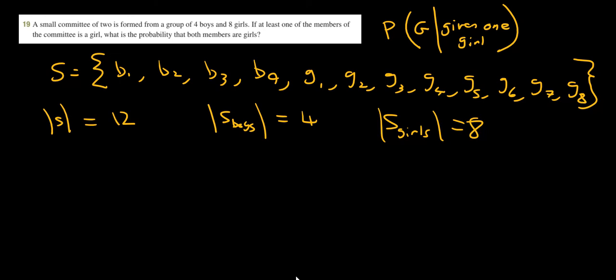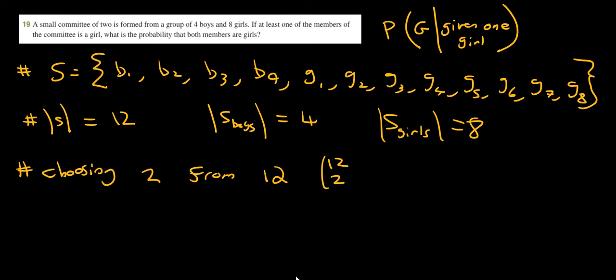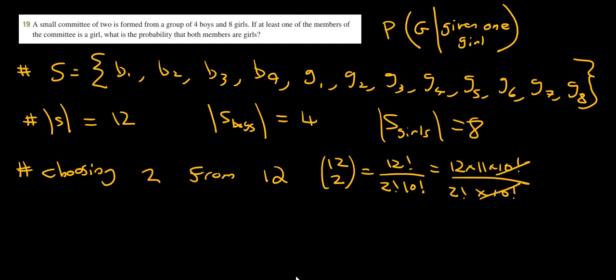So let's find the total ways of choosing two from 12. So the total ways is going to be 12 choose 2, which is 12 factorial over 2 factorial times 10 factorial, 12 times 11 times 10 over 2 factorial times 10 factorial, which gives 66 ways. So let's find the reduced sample space.